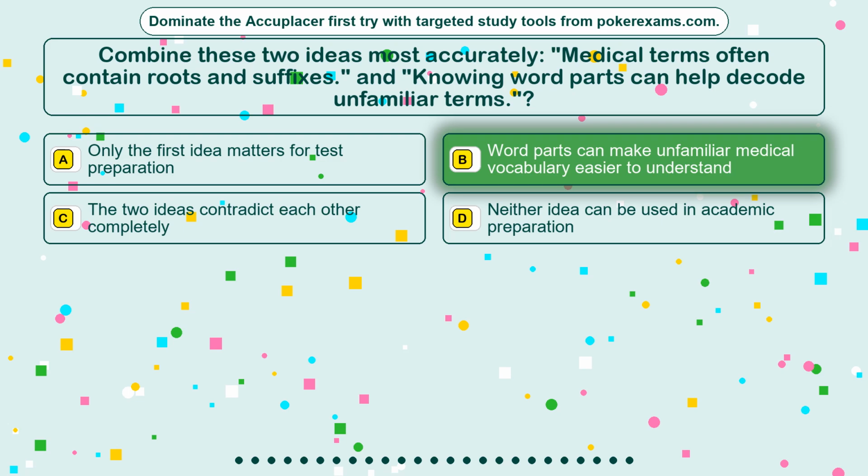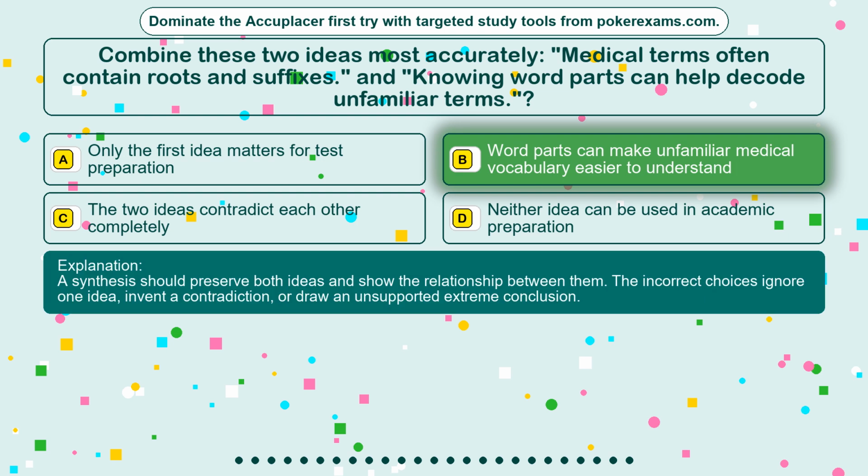The correct answer is option B. Word parts can make unfamiliar medical vocabulary easier to understand. A synthesis should preserve both ideas and show the relationship between them. The incorrect choices ignore one idea, invent a contradiction, or draw an unsupported extreme conclusion.